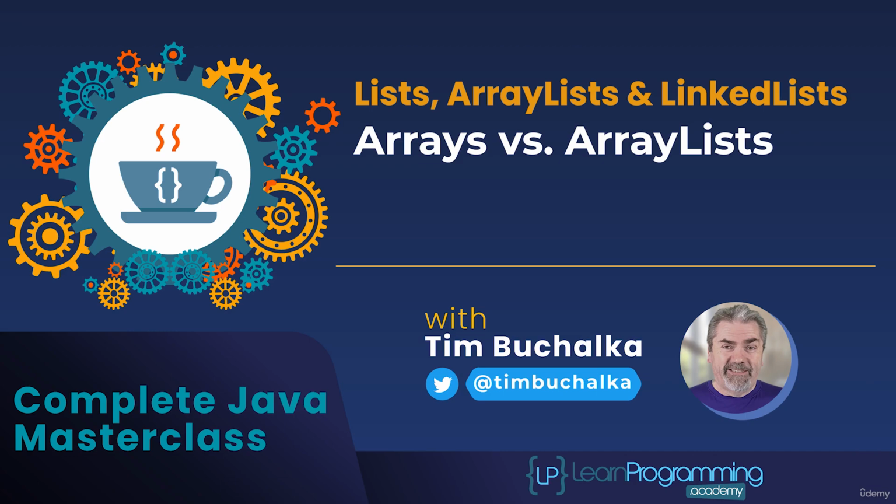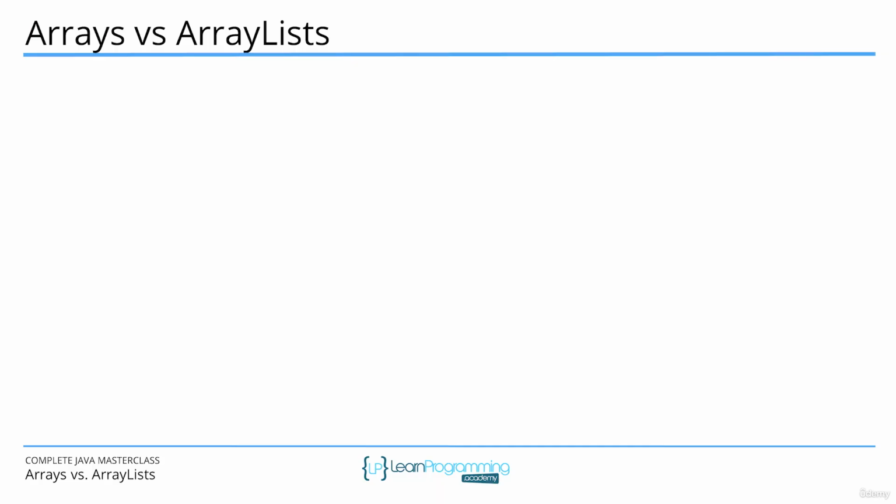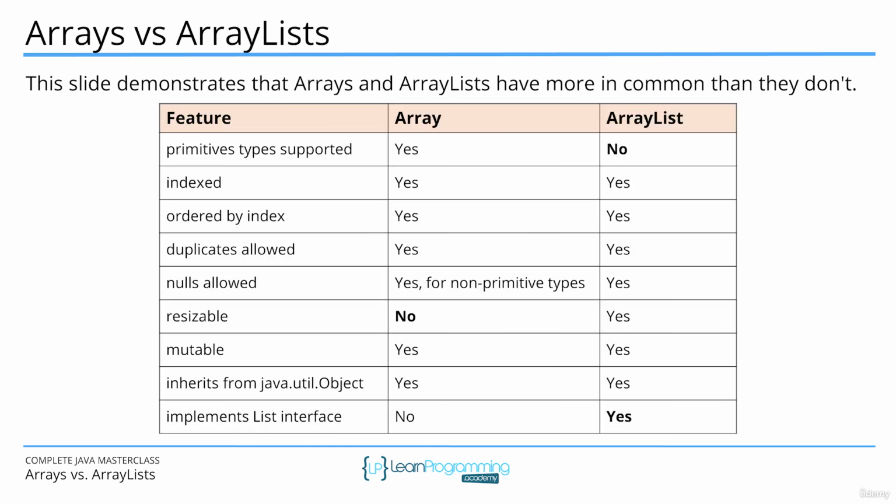I've covered a lot of ground on arrays and array lists. This feels like a good place to pause and review these two side by side. This slide demonstrates that arrays and array lists have more in common than they don't. Arrays support primitive types, but array lists don't. Array list supports primitive wrappers.